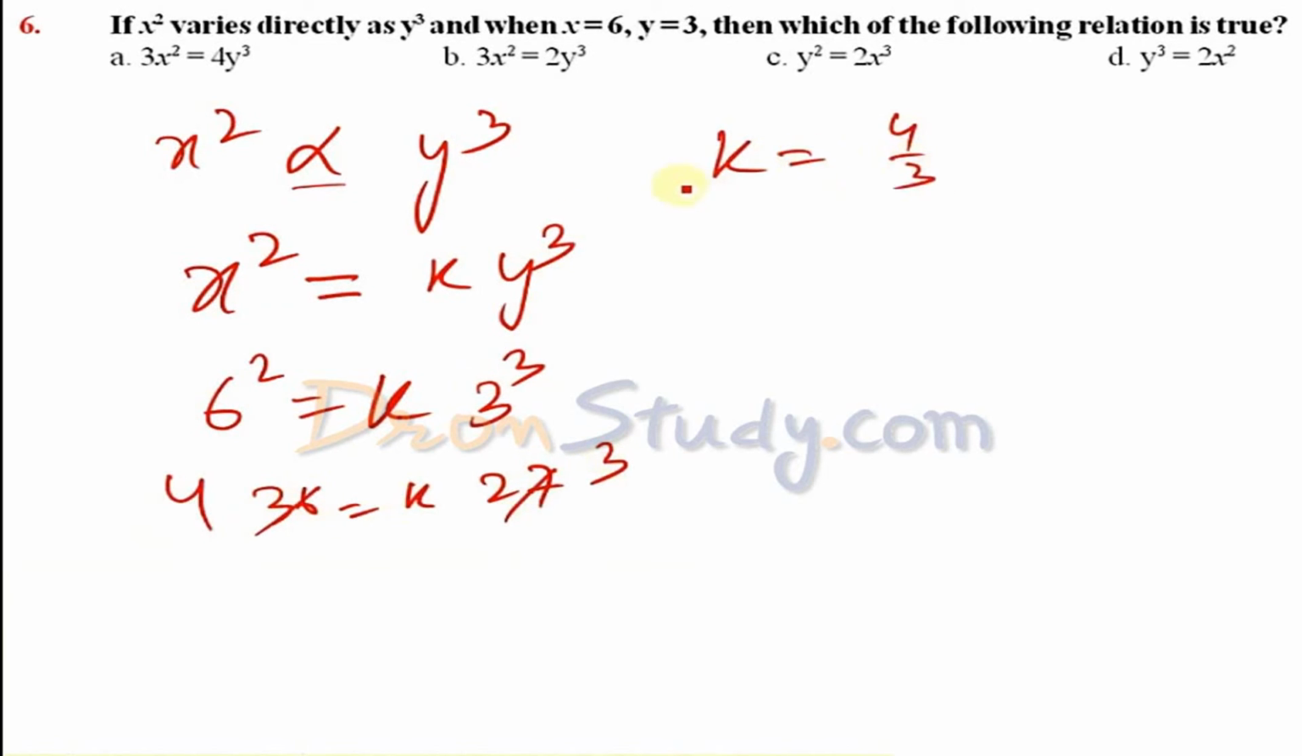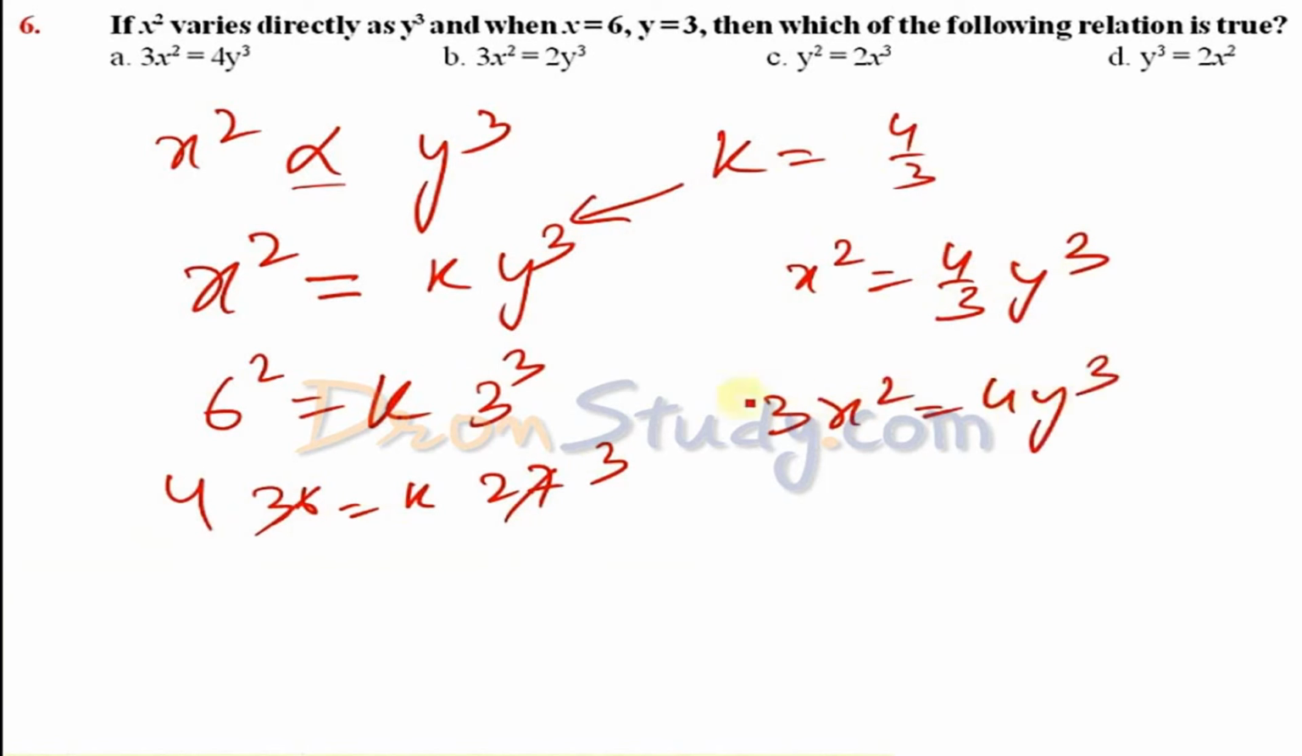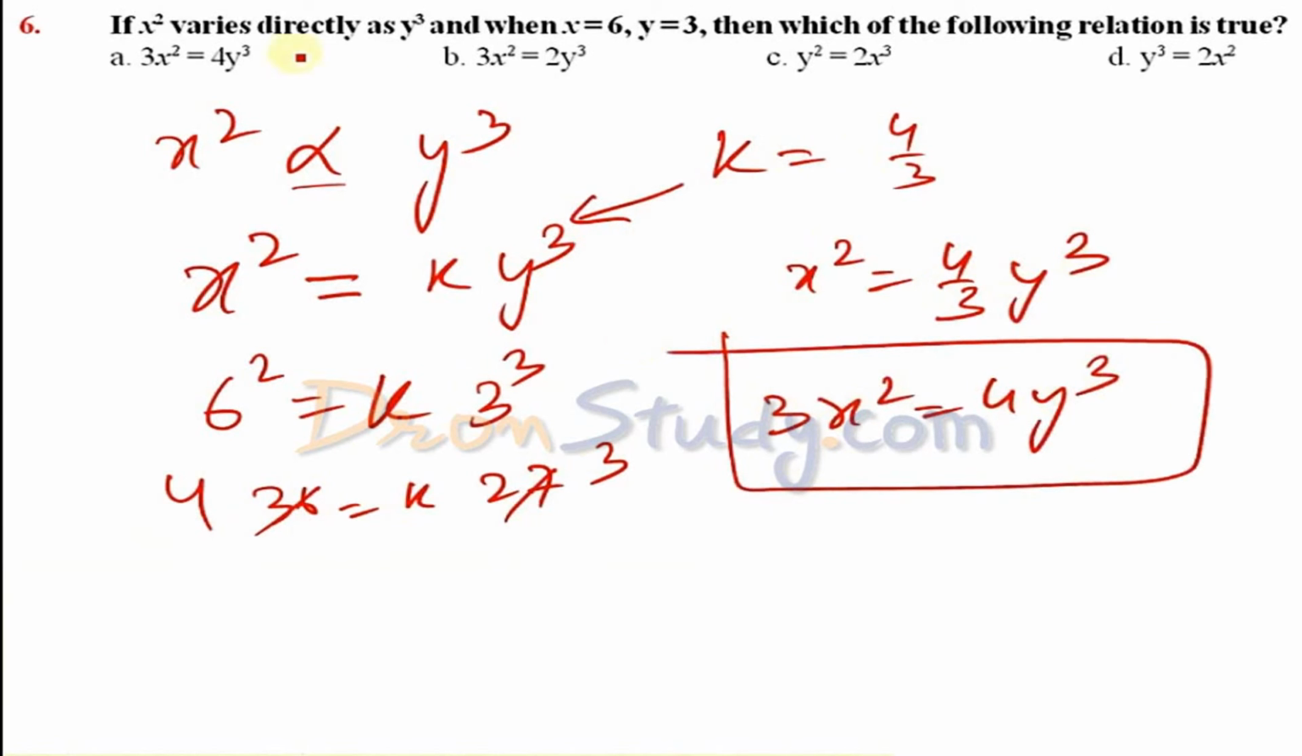Now put this value in this equation, we get x square is 4 by 3 y cube, so 3x square is equal to 4 y cube. Which of the following is the correct relation? It is A option. Next question.